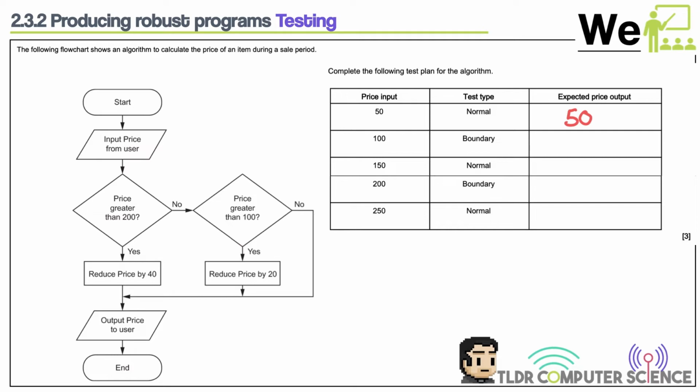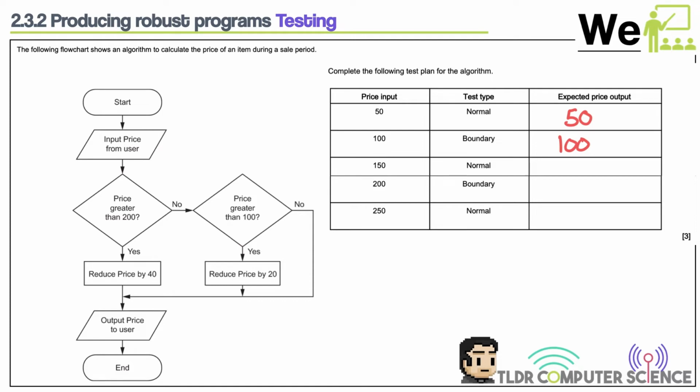Great, let's do the next one: 100. Input the price. Is 100 greater than 200? No. Is 100 greater than 100? No. Output price 100. And this is boundary because this would be one of these tests: do we mean greater than, or did we mean greater than or equal to? Teasing out those logic errors at the boundary.